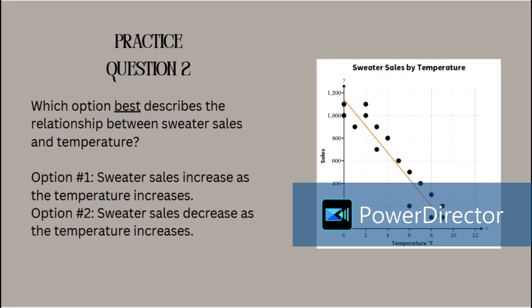Okay. Practice question 2. Which option best describes the relationship between sweater sales and temperature? Relationship is either linear or nonlinear. This is linear. So sweater sales increase as temperature increases. That would be a positive relationship. Sweater sales decrease as temperatures increase. That would be a negative relationship. For me, it's number 2. It might be shuffled. It might be different on yours.